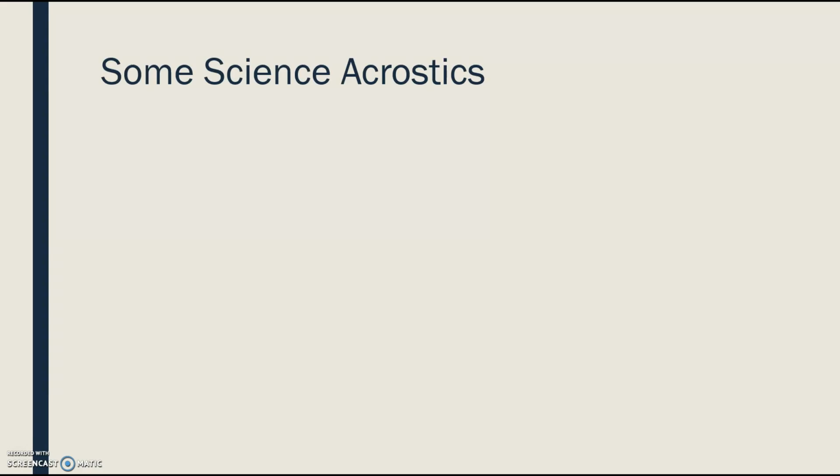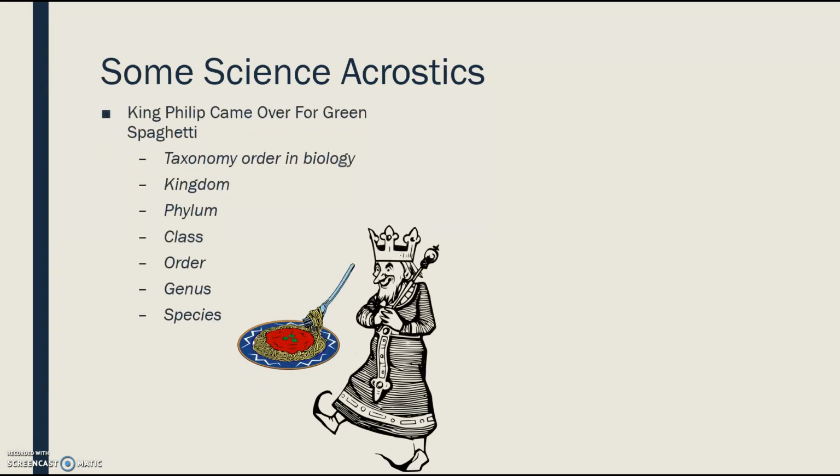So let's look at some science acrostics. One that we used in biology class in high school was King Philip came over for green spaghetti. So this is the taxonomy order in biology. It stands for kingdom, phylum, class, order, genus, and species, taking the first letter from each of those items and using them to use a new word in the sentence that we just created. And it is memorable too.